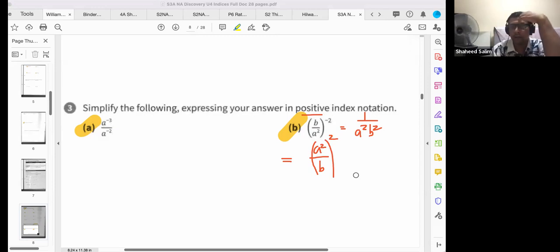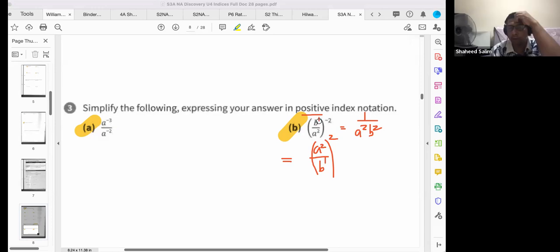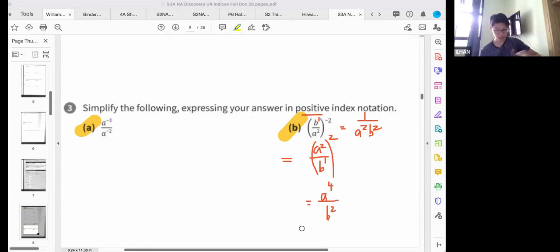Are you okay so far? Yeah. So down here is to the power of 1, right? This one is to the power of 1, right? So 2 times 2, A to the power of 4 over B to the power of 2. That's it. Is it okay?